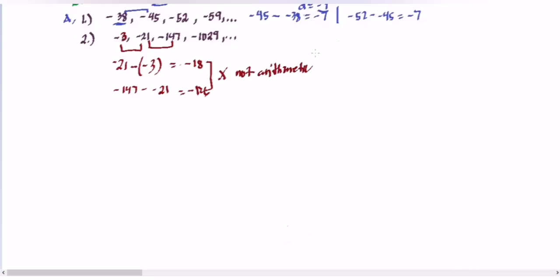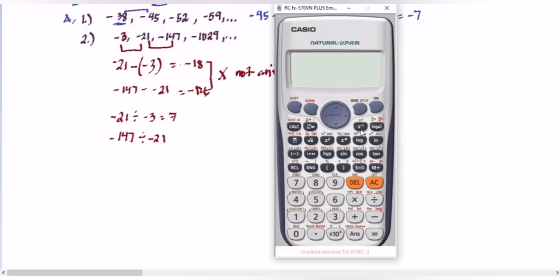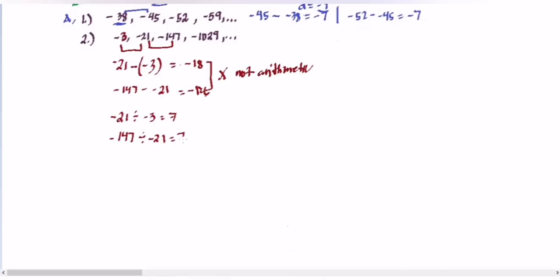So, i-test din natin kung geometric naman. So, hindi gumana sa pagmaminus. So, try natin mag-divide. So, negative 21 divided by negative 3. The answer would be, since parehas negative yan, positive 7. Try natin yung pangalawa. Negative 147 divided by negative 21. Try na sa calculator yan. The answer is positive 7 also.